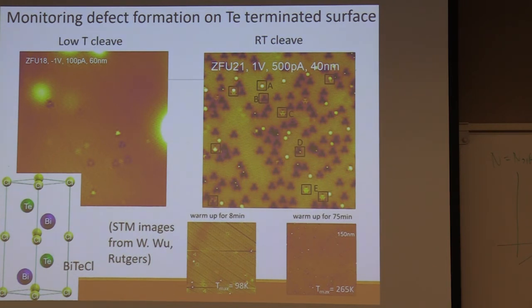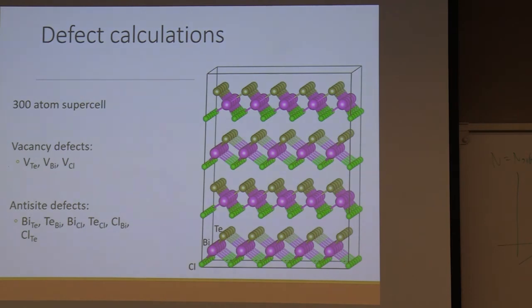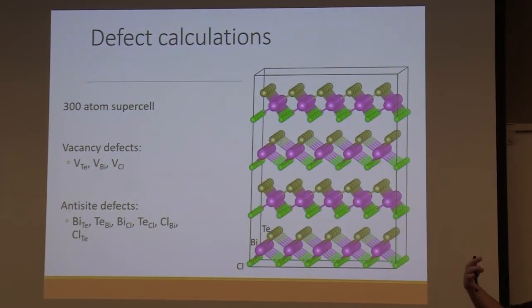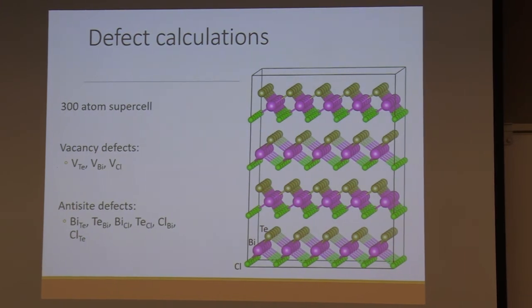So the question is, what is going on? So, we looked at this material. This is a picture of the supercell we used. It's a standard supercell size, I don't know if it's standard, it might be a little biggish, but you want enough room in your supercell so that defects from one supercell don't interact with their periodic images. So you try to get a big supercell.